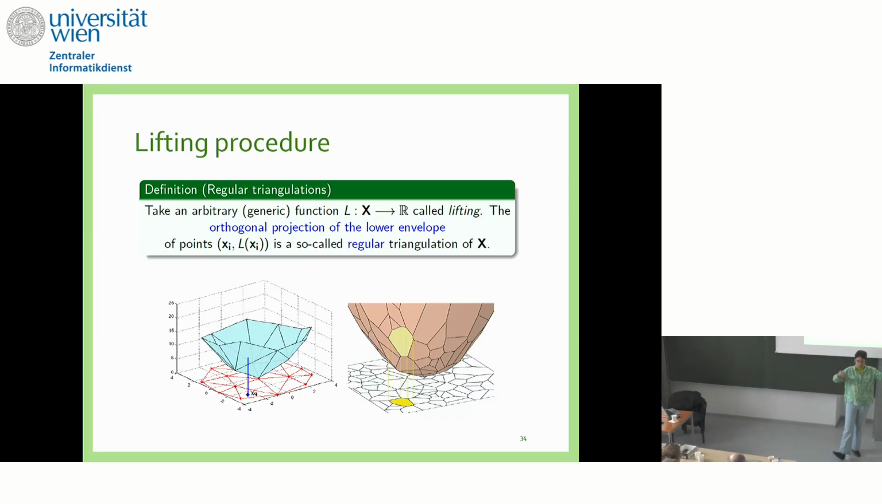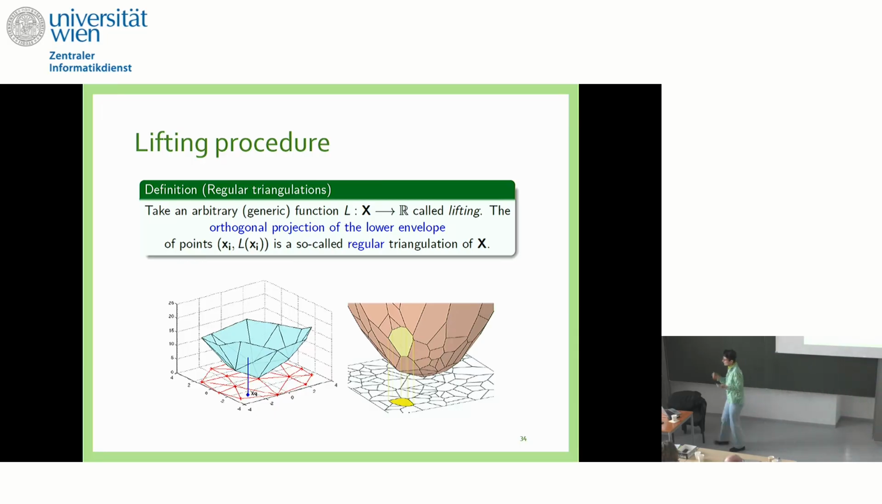That would give me a set of points, and then I take the lower envelope of it and project it back to my space. That would give me a triangulation. And this is indeed a particular case of what we call regular triangulation. Any triangulation that can be presented as the projection of the lower envelope of a convex function is called, in general, a regular triangulation.